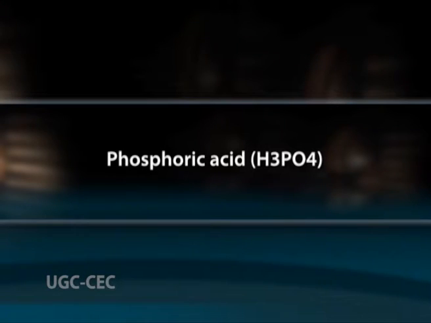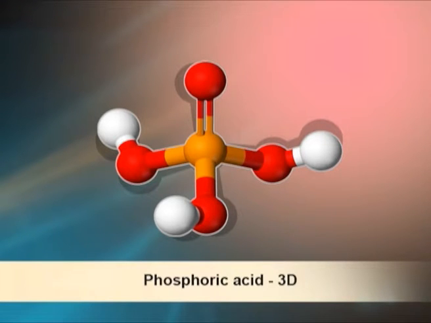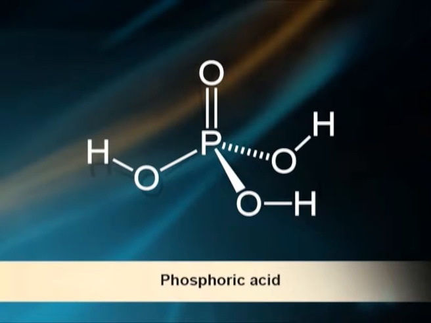Phosphoric acid, H3PO4. Phosphoric acid has three monovalent hydroxyl groups and a divalent oxygen atom, all linked to the pentavalent phosphorus atom. Please see the figure on screen.